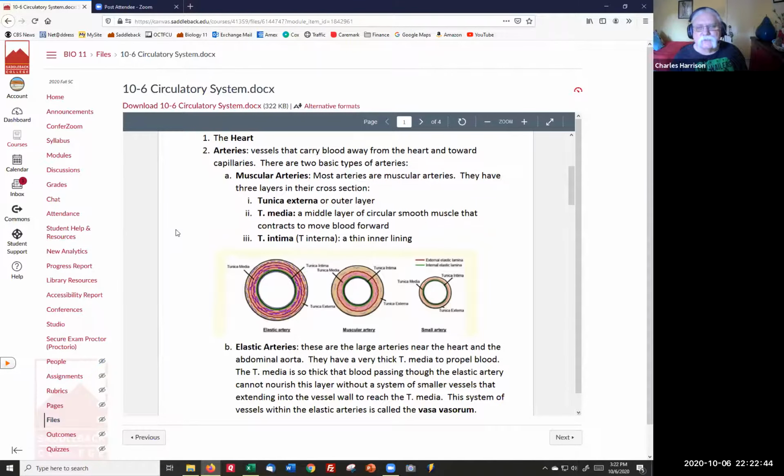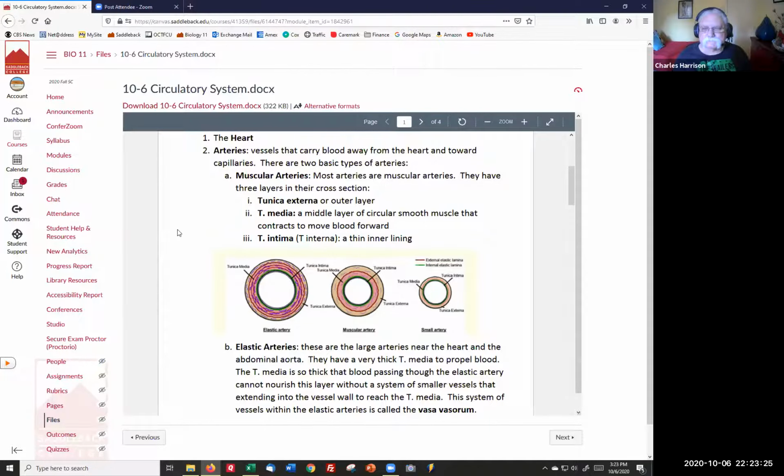Next is arteries. People don't understand this, it seems. You've got to say it a number of times. Arteries carry blood away from the heart and towards capillaries. Capillaries are the smallest of the vessels. So anytime blood is moving away from the heart, and there's a set of capillaries up ahead in the tunnel of circulatory tissue, it's an artery.